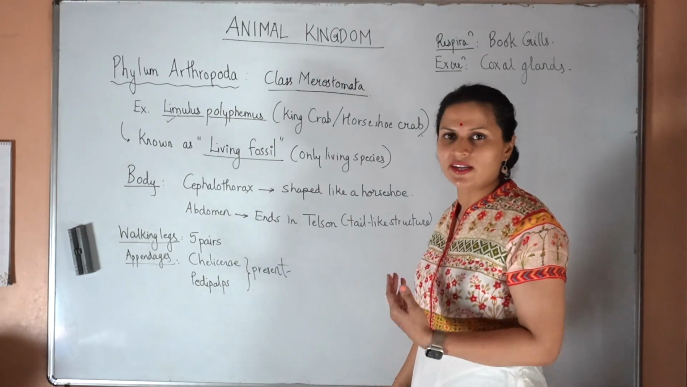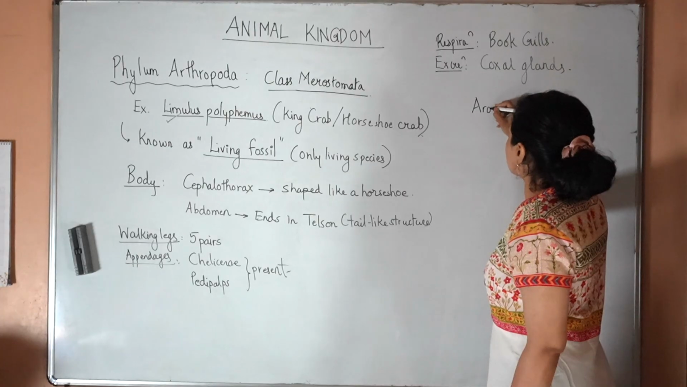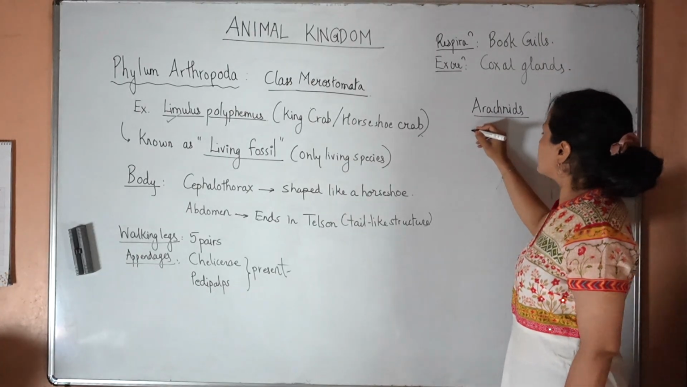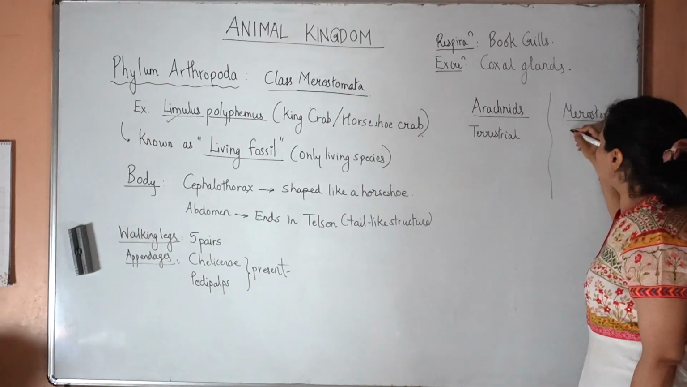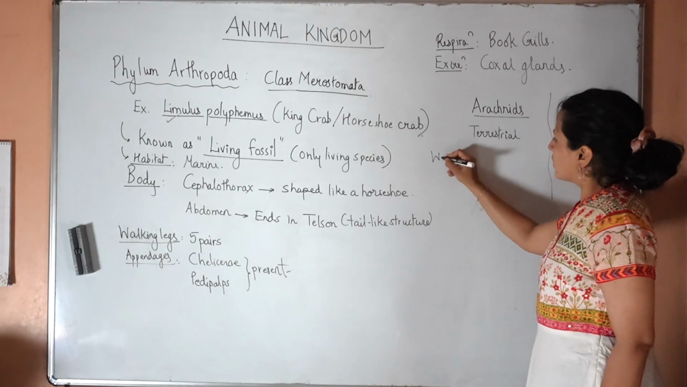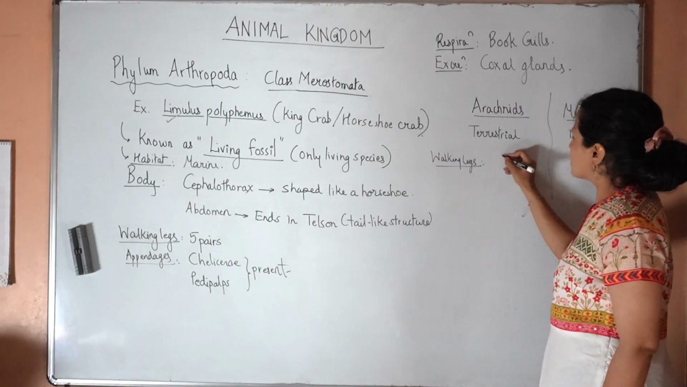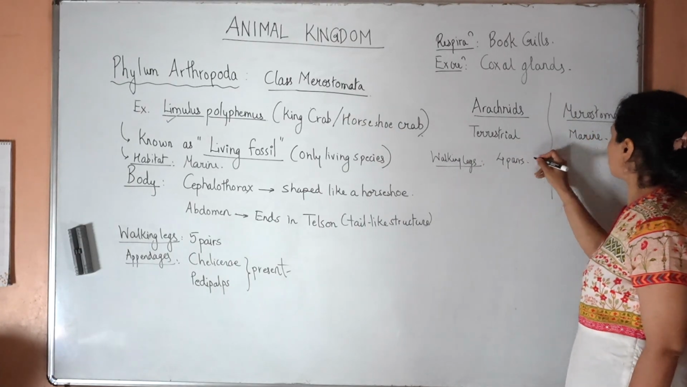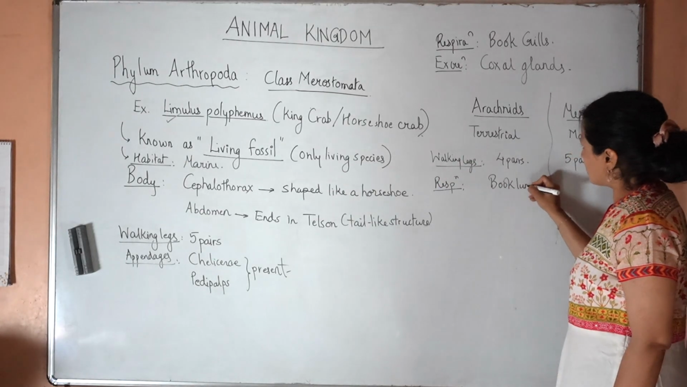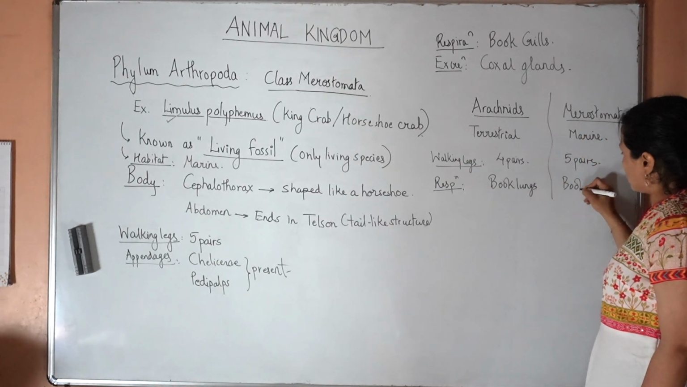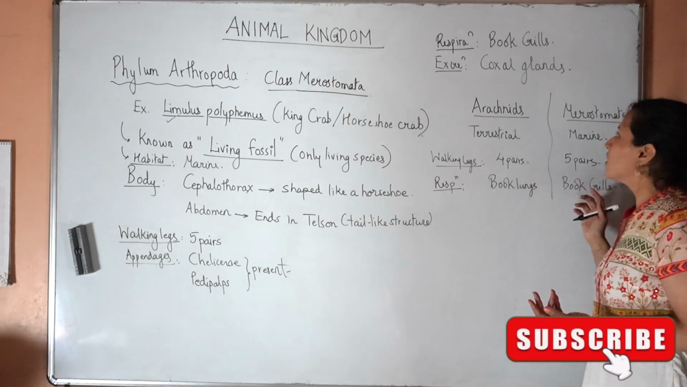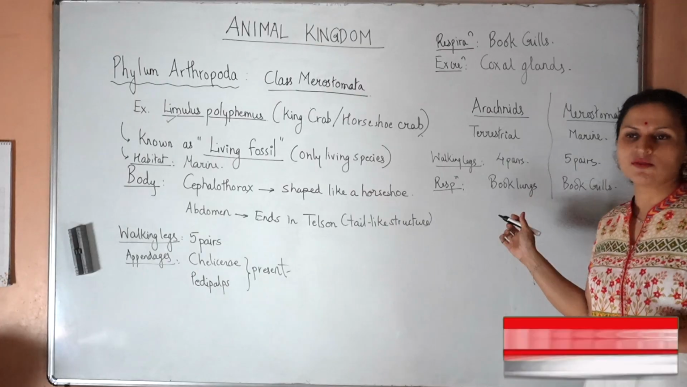The arachnids were terrestrial. So if we quickly differentiate between arachnids and Merostomata, you can say arachnids were terrestrial, Merostomata are marine. Let's mention it. Habitat is marine. Next, walking legs. In case of arachnids it is 4 pairs. In case of Merostomata, 5 pairs. Respiration: book lungs in case of arachnids, and book gills in case of Merostomata. Examples of arachnids: spider, scorpion, and example of Merostomata is Limulus.